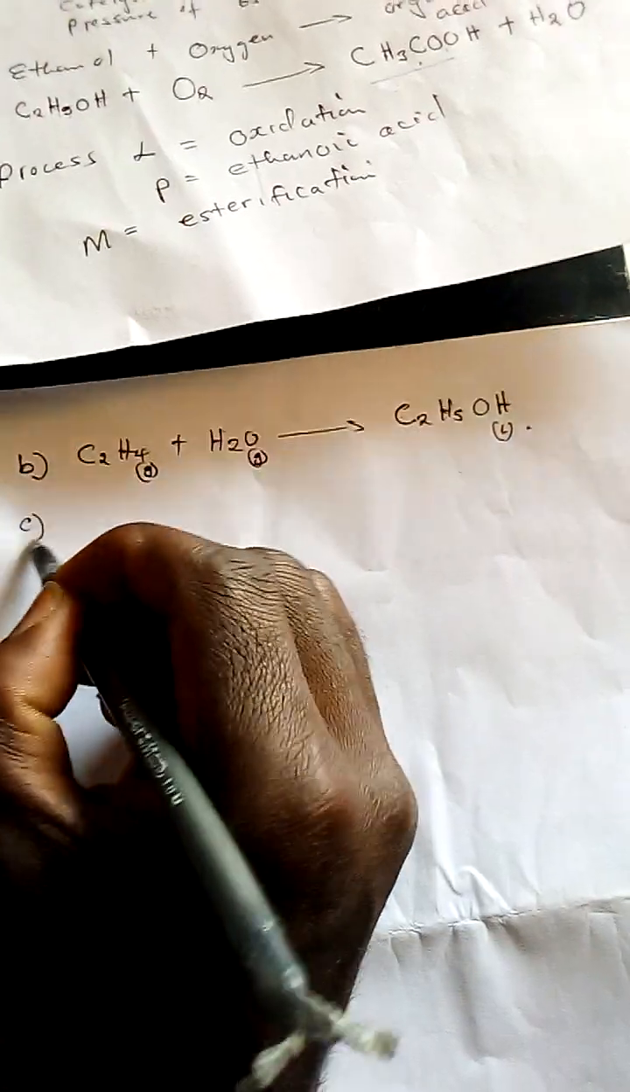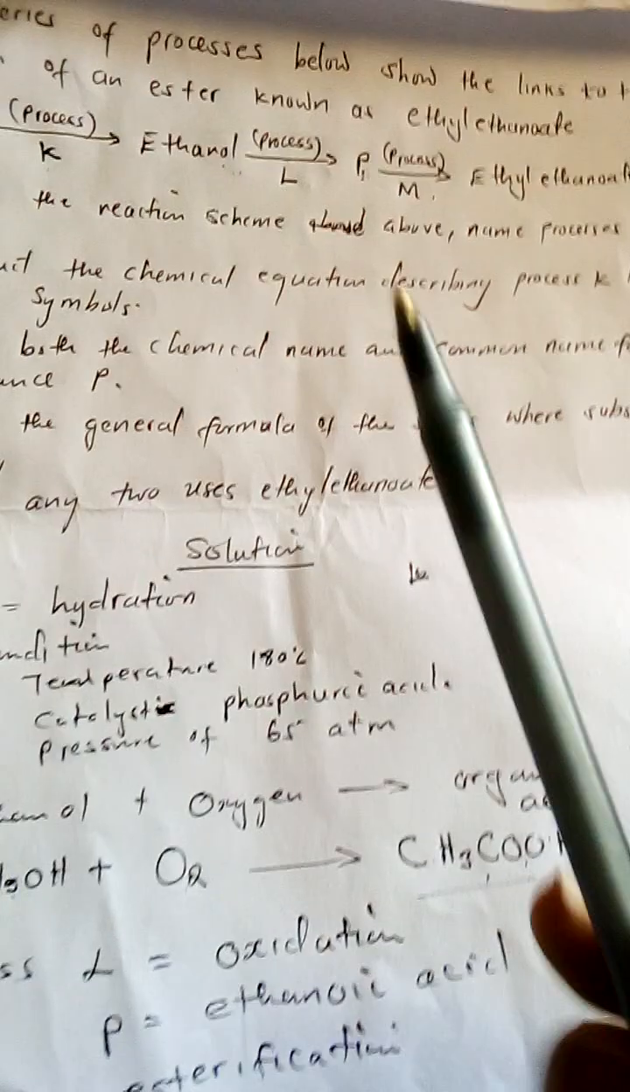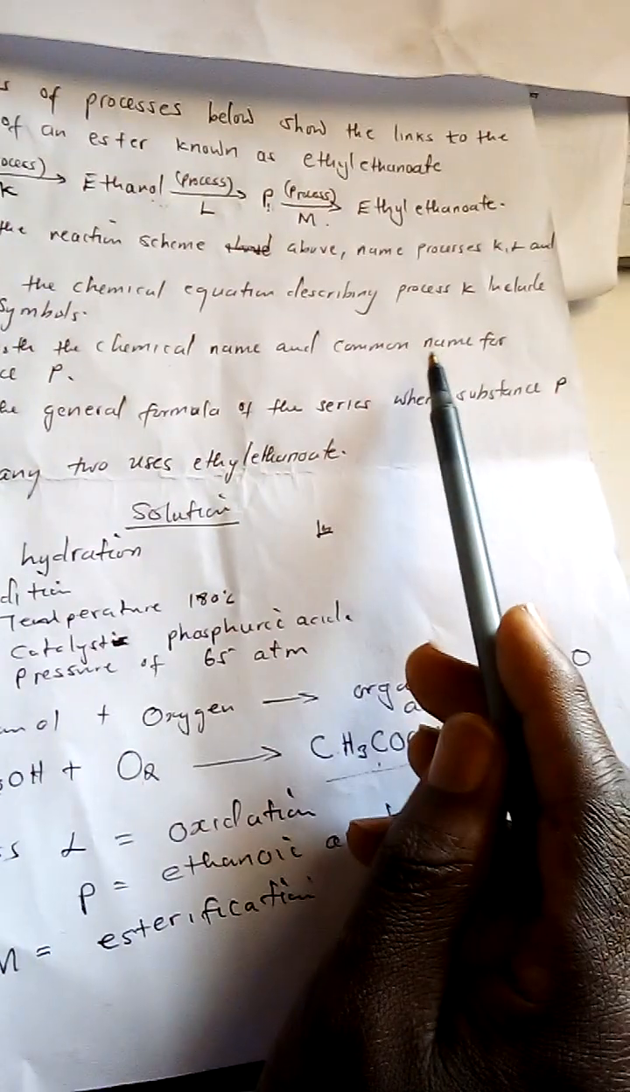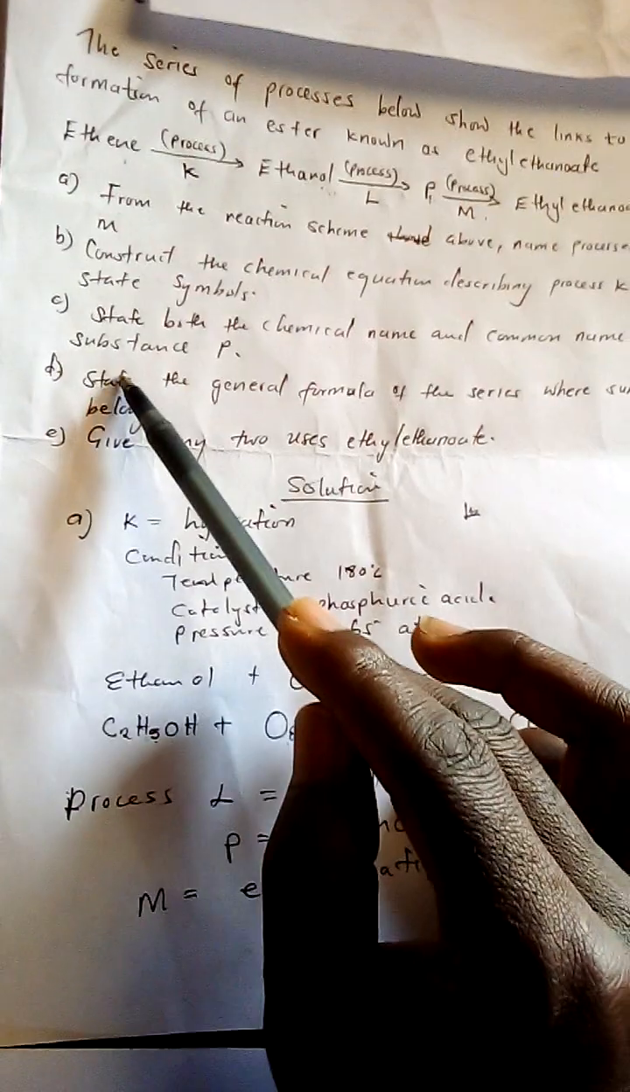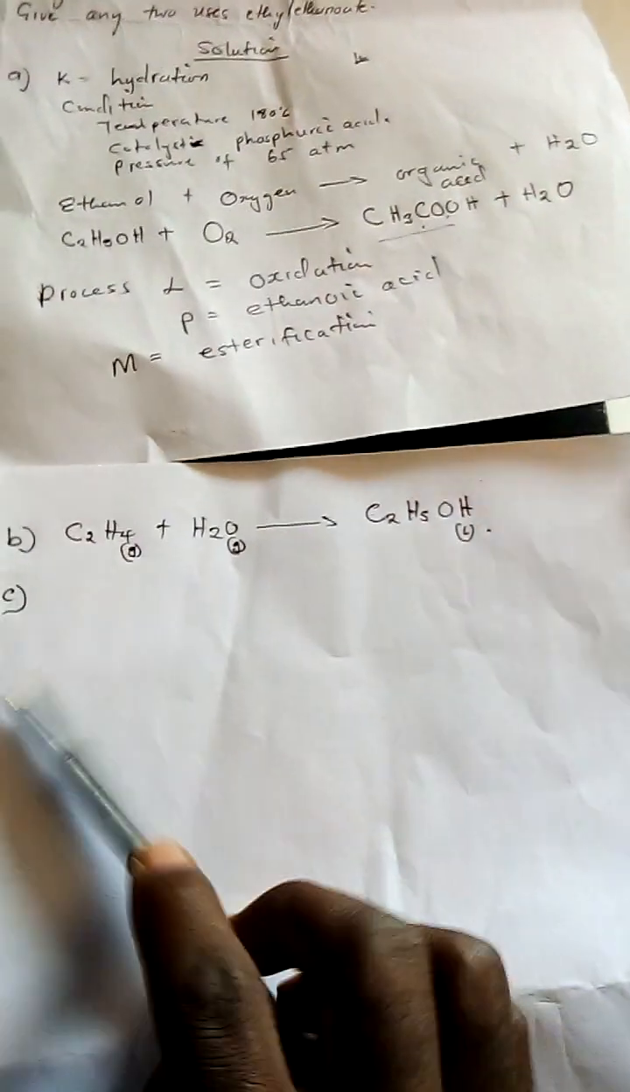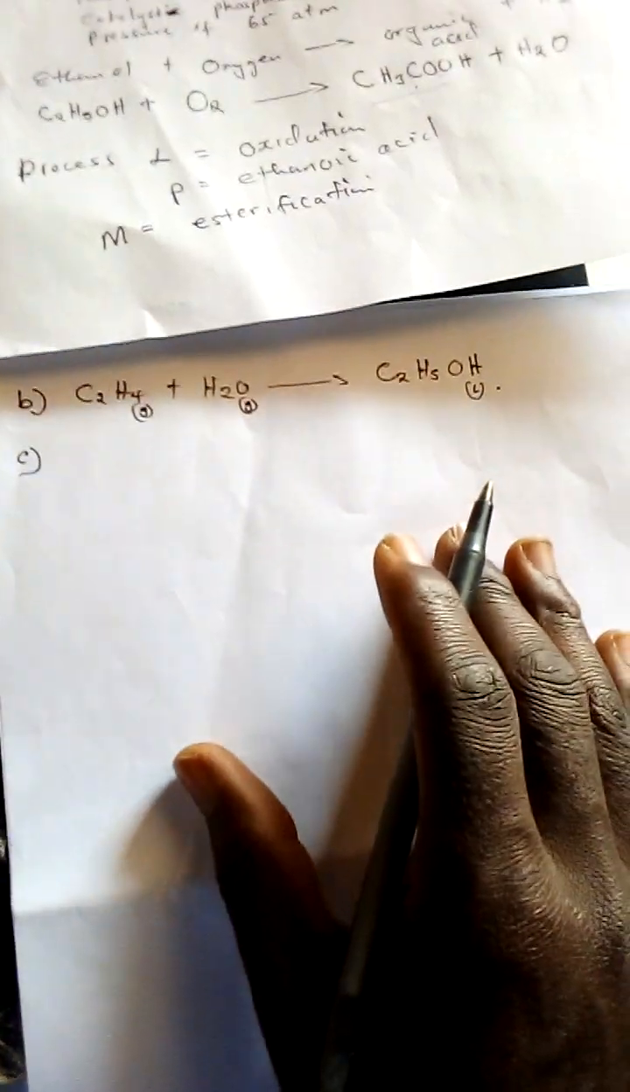Now, question C. Question C is saying to state both the chemical name and the common name for the substance P. So we said substance P, what we have produced, is ethanoic acid. Now ethanoic acid is the name which is known. But what is the chemical name? The chemical name for ethanoic acid is what we call acetic acid.